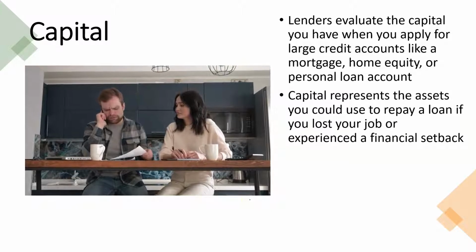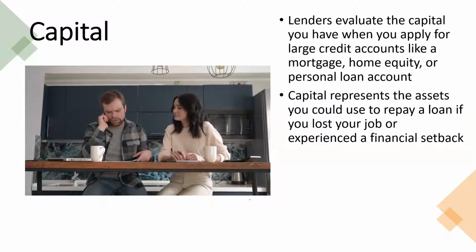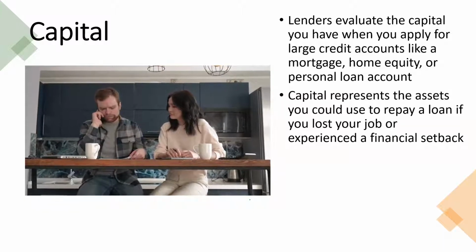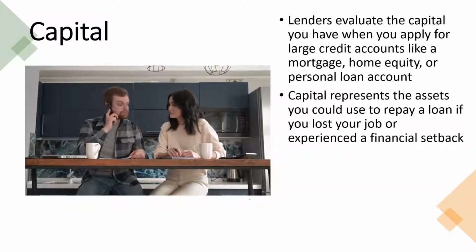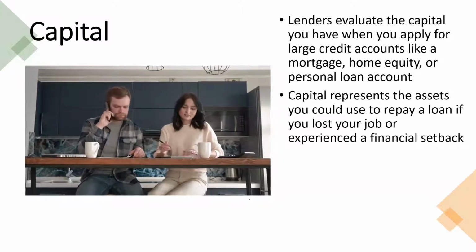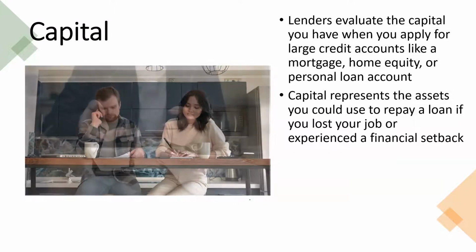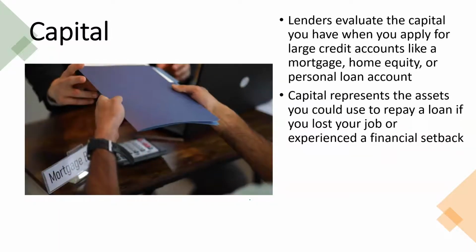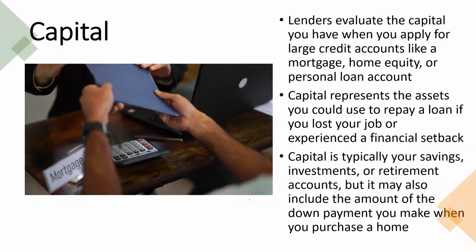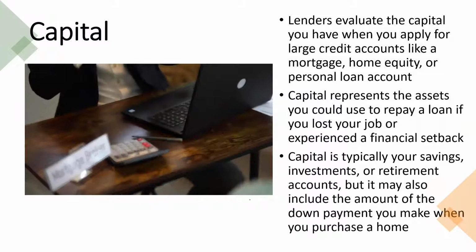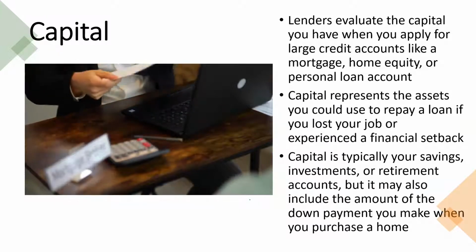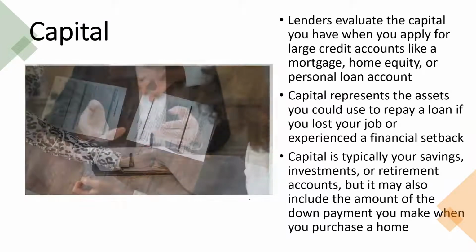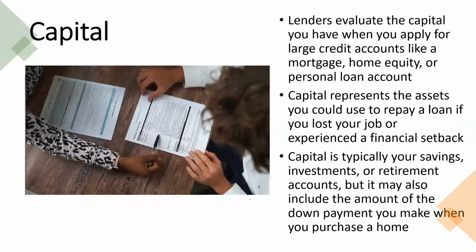They want to lower the risk. How can they lower the risk? One way is they could say, do you have the capital there in the event that you lost your income stream, so that we, the financial institution, can still get our loan payments, or at least the interest portion of them, if some kind of emergency happened? So capital is typically your savings, investment, or retirement accounts. These are types of things that you could dip into if necessary.